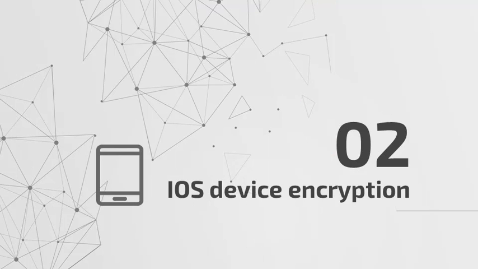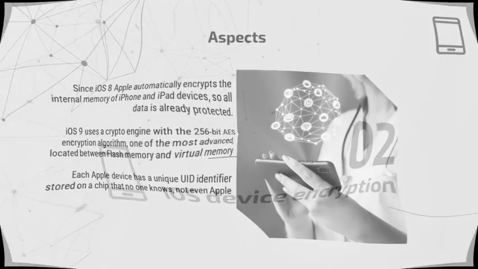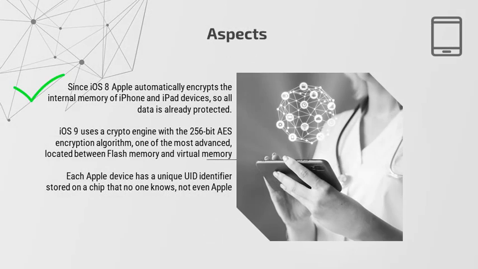Now, I will talk about encryption on devices with iOS operating system. iOS aspects. Since iOS 8, Apple automatically encrypts the internal memory of iPhone and iPad devices, so all data is already protected. Then, iOS 9 uses the crypto engine with the 256-bit iOS encryption algorithm, one of the most advanced, located between flash memory and virtual memory.